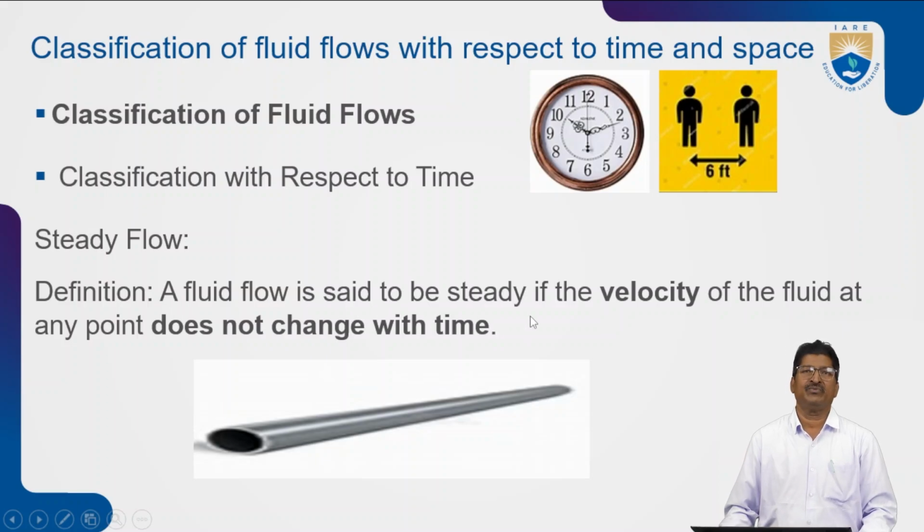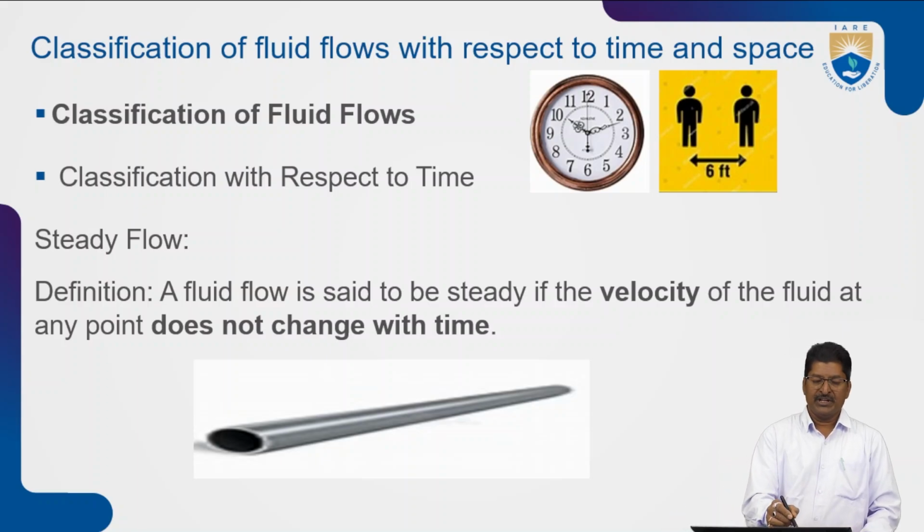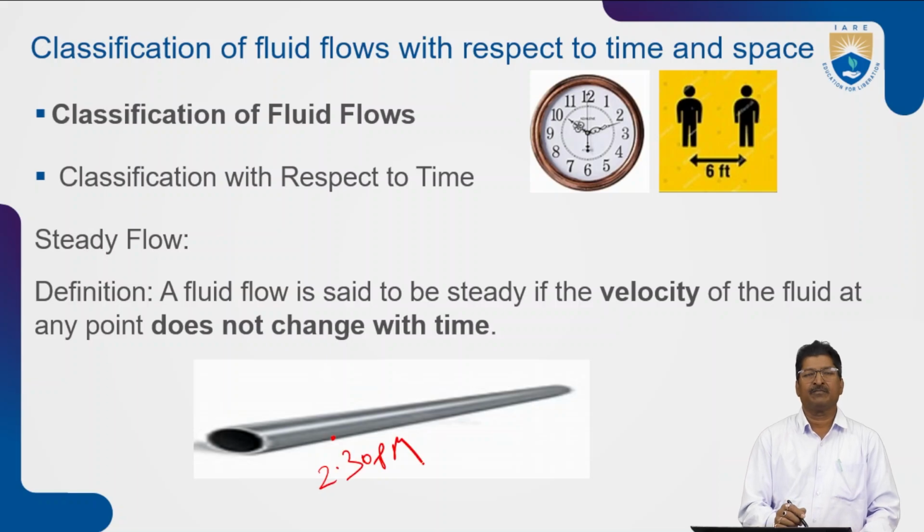So here the first fluid flow classification is steady flow. So what is the steady flow here? If the velocity of fluid at any point does not change with time. Okay, that means if you take this point, now it is 2:30 p.m., let us take. So come by 4 p.m., again you check the same point. Okay, so the velocity is not changing.